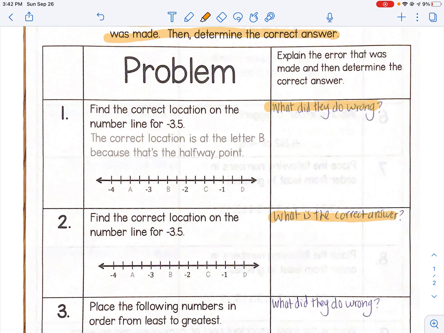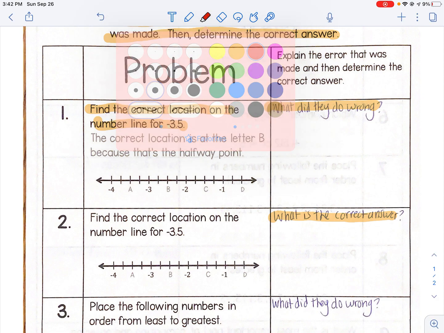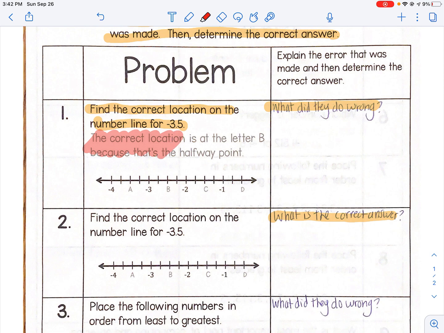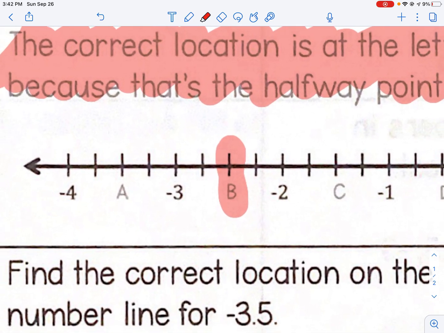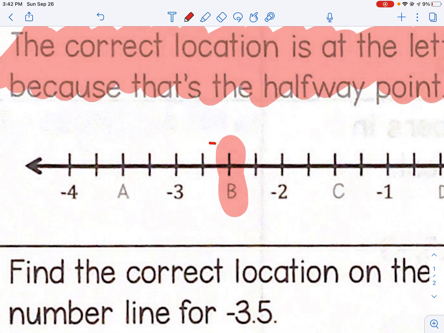So for the first one, the problem says, find the correct location on the number line for negative 3.5. Okay, this right here in the red is what somebody else said the answer was. Someone else said that the correct location is at letter B, because that's the halfway point. Okay, so what I need to do in this first box is write what they did wrong. And I know that that's not negative 3.5. That's only negative 2.5. Right? If they wanted to do negative 3.5, they should have moved farther down the number line.